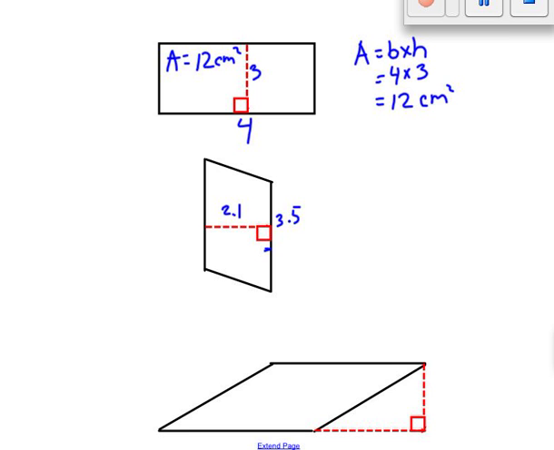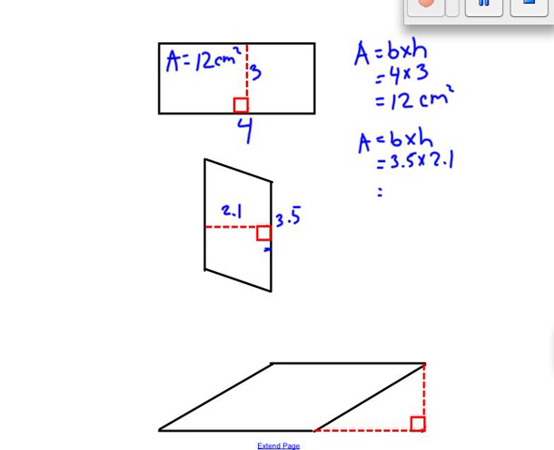I'm not going to count all the squares on the inside. I'm going to use my equation. And again, a reminder, it's area equals base times height. I write out my equation. And once I've written out my equation, I can do my second step, replace what I know. I know the base is 3.5. I know that the height is 2.1. And I'm going to do my math.